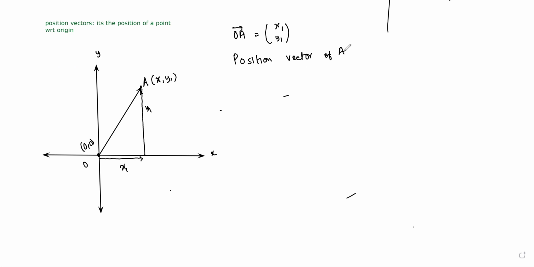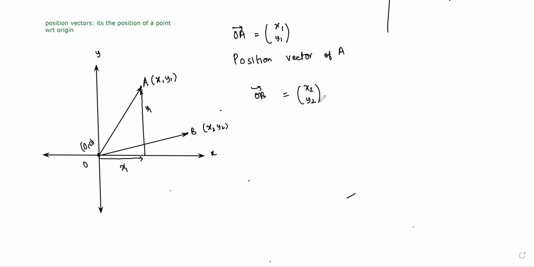Now let's take another point B. Say B is the point here and B has coordinates x2, y2. So to go from O to B, we have to travel x2 units in the x-axis and y2 units in the y-axis. So the vector OB is x2, y2. So OA and OB are called the position vectors.